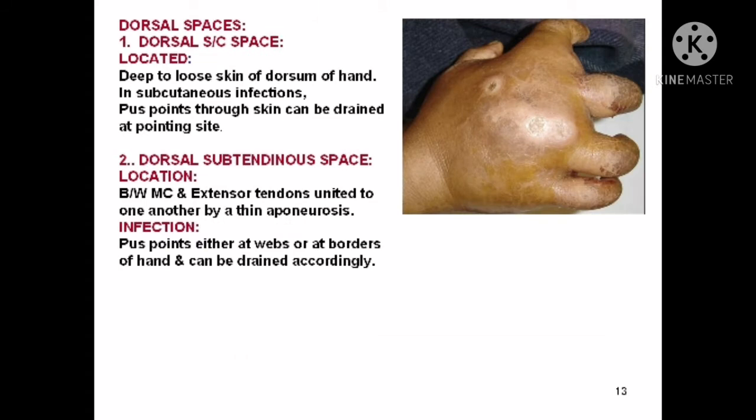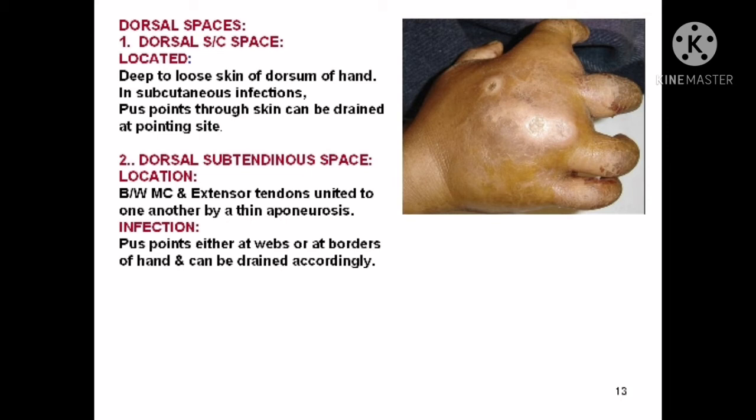The dorsal spaces. There are two types of dorsal spaces. The dorsal subcutaneous space is located deep to the loose skin of the dorsum of the hand. In infection of the subcutaneous space, pus points through the skin and can be drained at the point of maximum pointing.